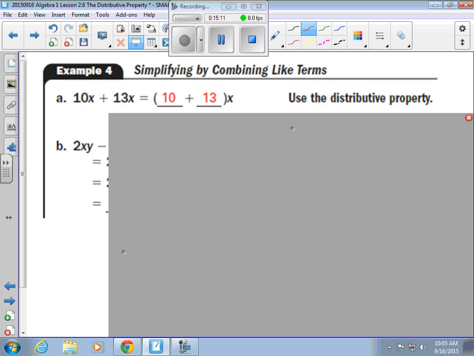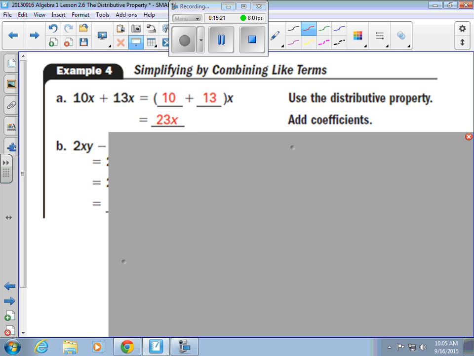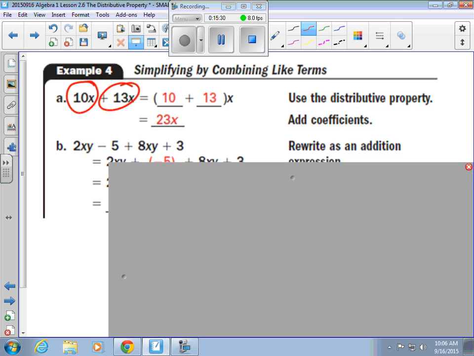Here's example number 4. We're trying to go quick, everybody. I know I'm racing y'all through it. Combining like terms, 10x plus 13x. Use the distributive property, 10 plus 13 times x. Combine those terms, 10 and 13 is 23x. Or simply say they have the same variable to the same exponent. 10 plus 13 is 23.